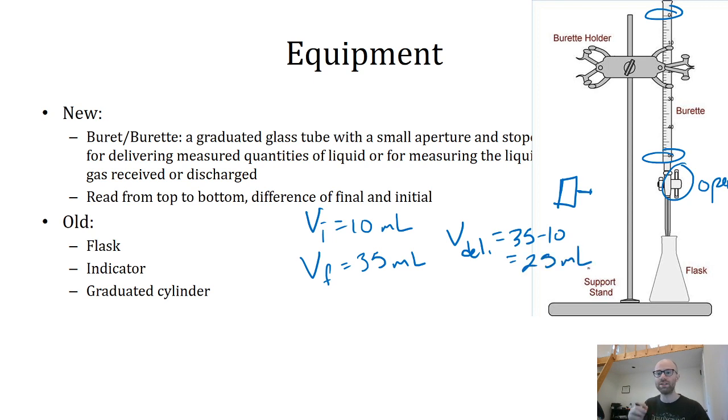But the goal is these instruments. The burette shown is actually not great because it has lines every 1 milliliter. In the lab, usually they go to the tenth of a milliliter, so that you can estimate to the 100th. It's a very precise piece of equipment.